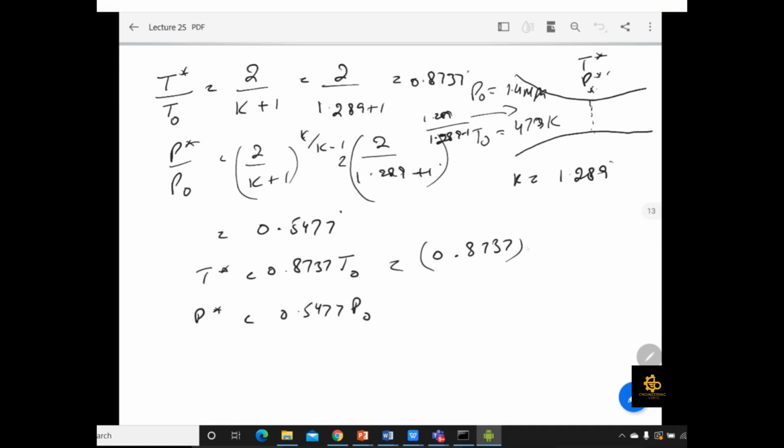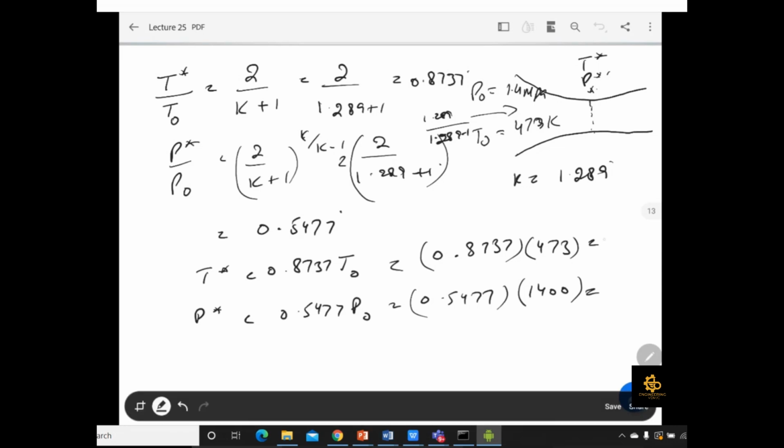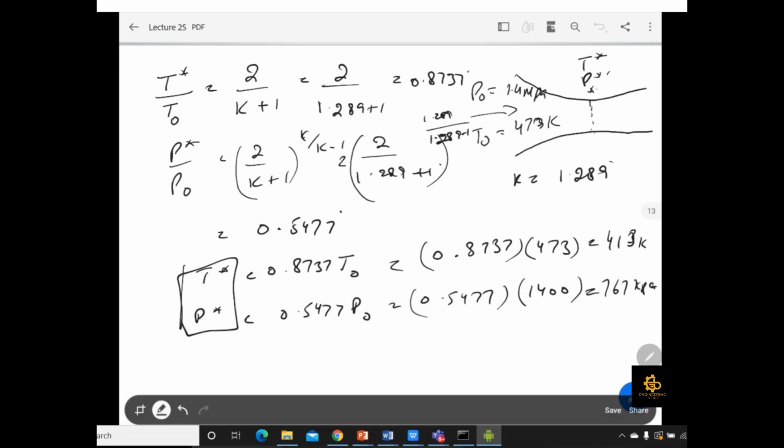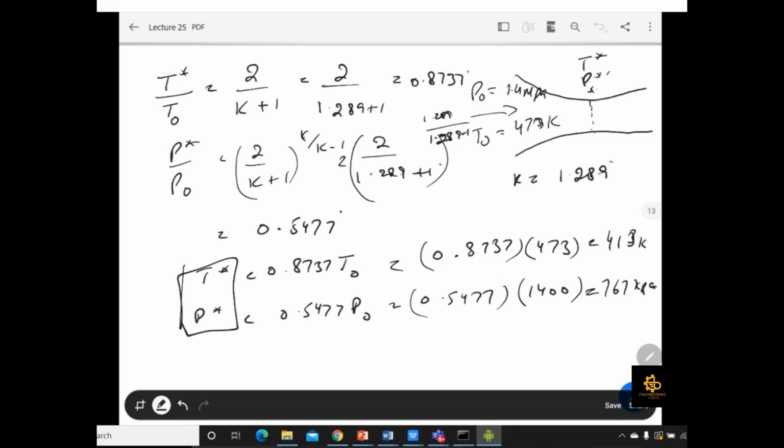8737 into 473 and 0.5477 into 1400 kilopascal. So you just have to solve these two, and you will get T star as 413 Kelvin and P star as 767 kilopascal. Okay, so these two are the required things to find. So this is how you have to find the critical properties where the Mach number is equal to 1. If you have any question, you can note it down, and then we'll move to the next question.